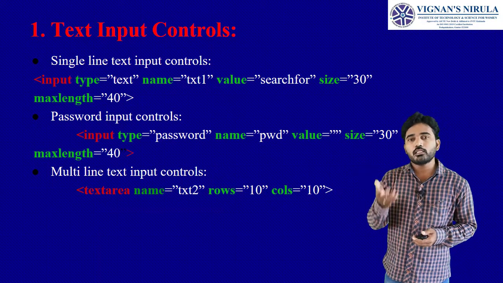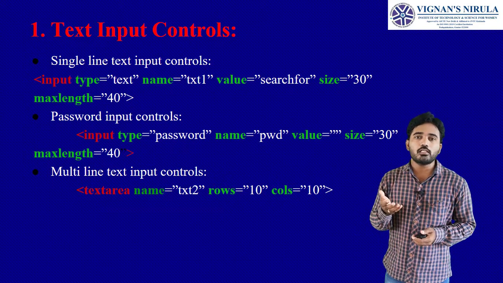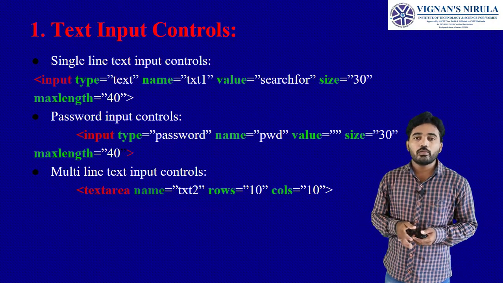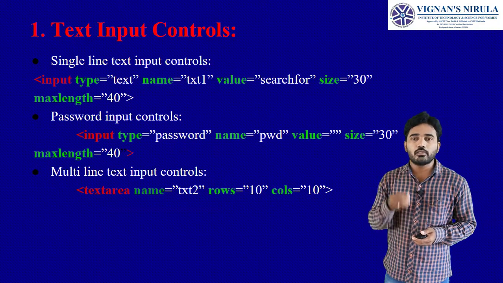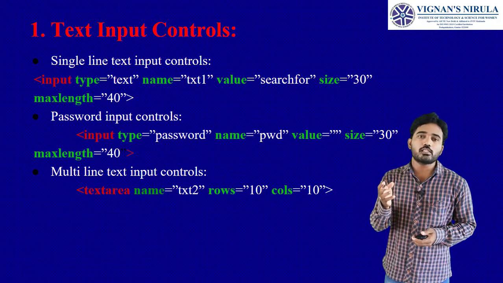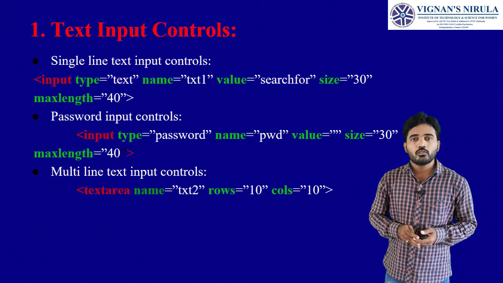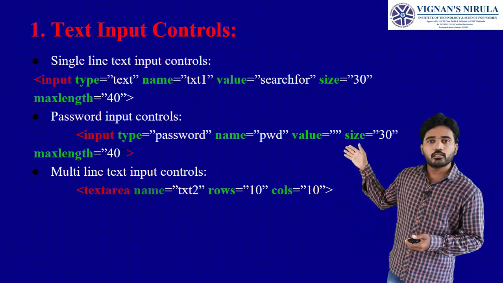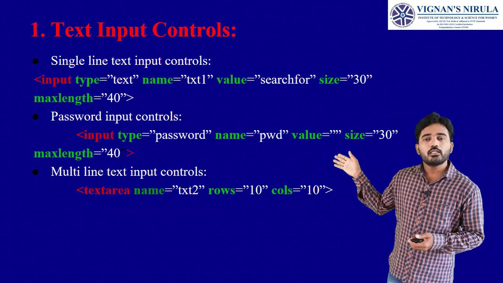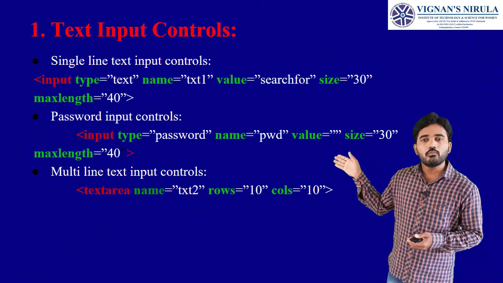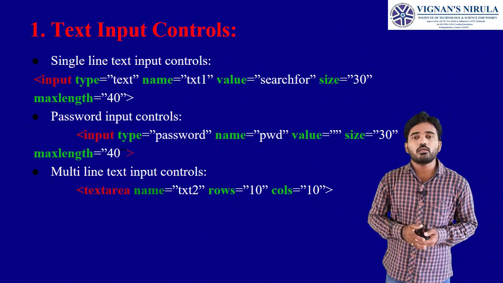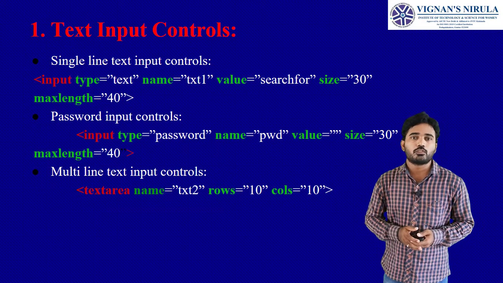And if you observe the next, the multi-line text input control, or else textarea, is where you need to enter some data in a specific number of rows as well as columns. So for that you need to use the tag textarea, which has, as usual, the name followed by a specific number of rows as well as columns. That is about text input control.